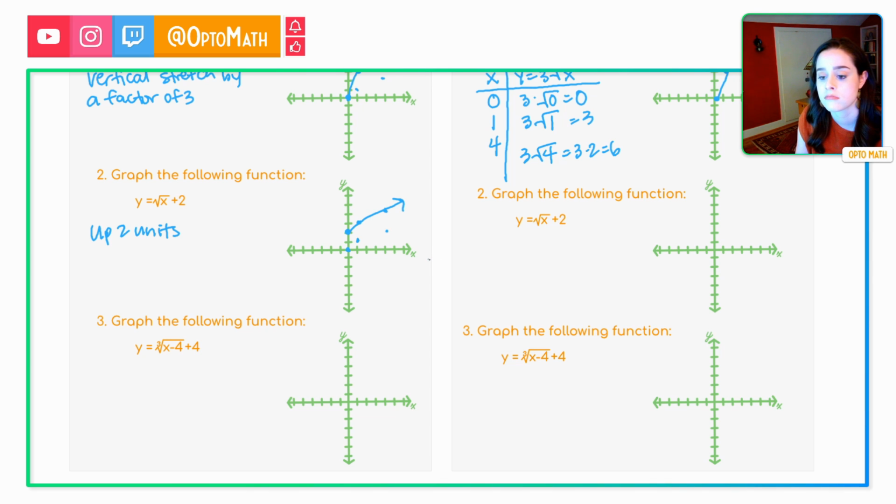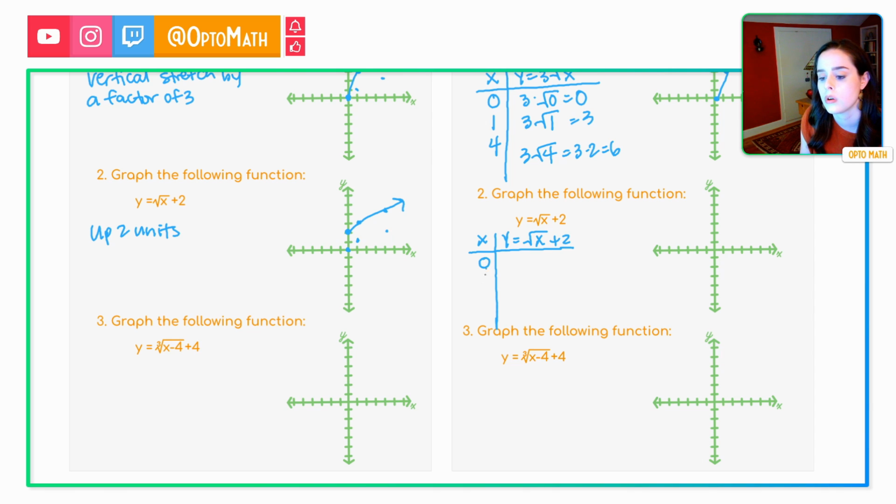So pretty easy. Let's take a look at number 2 over here if we're using a table. Again, we want to choose some x values that we know are going to be pretty nice numbers when we take the square root of them. And we'll write our entire function equation here.